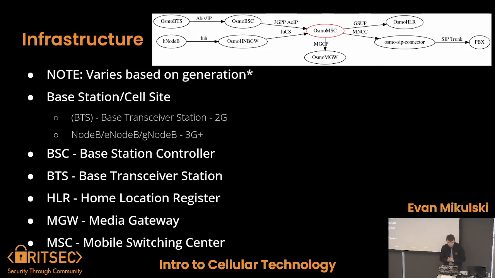Anyway, next we get to the HLR, or the Home Location Register. This is like the subscriber database. So like all cell carriers have at least one of these, and it defines you. It defines what your authorization keys are. It defines your number. It defines everything about you in context to that network.